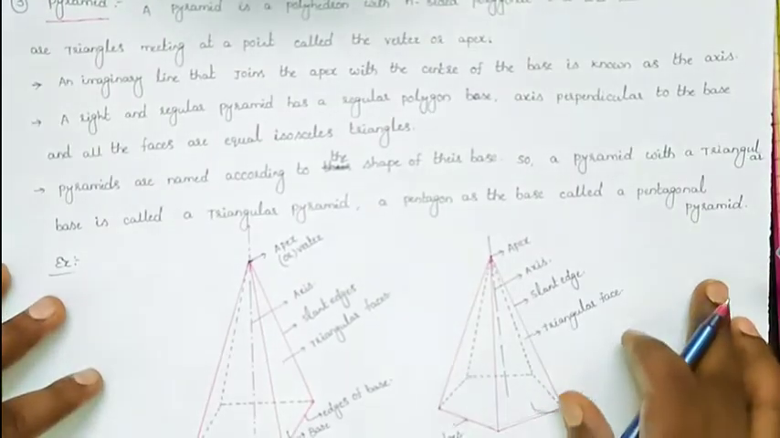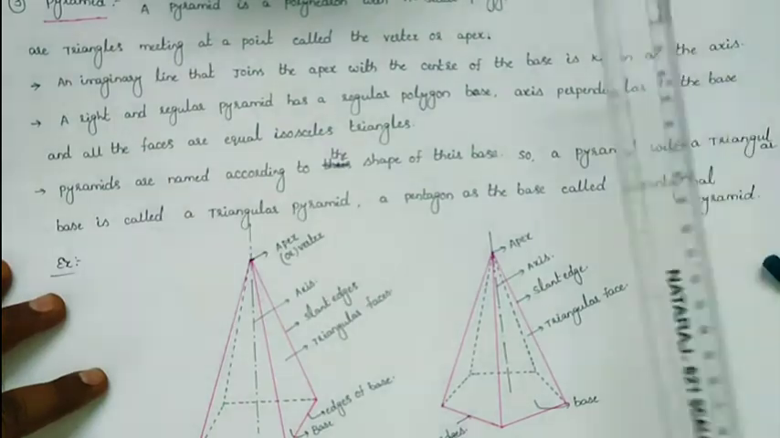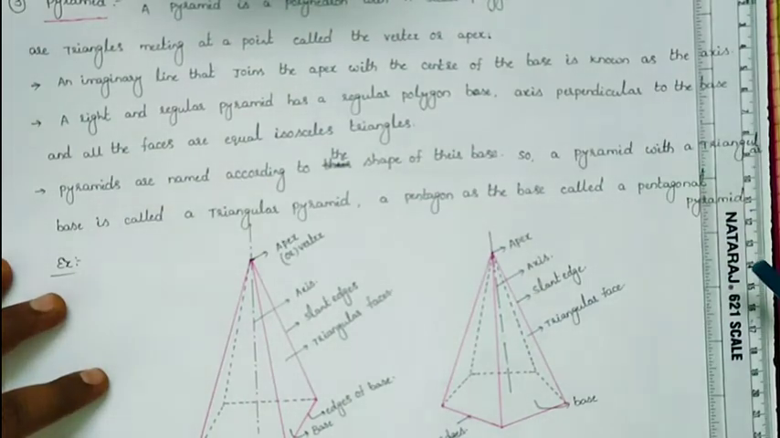And coming to the next, another important type of polyhedron is the pyramid. So what do you mean by the pyramid? So I am giving the example for the pyramid.